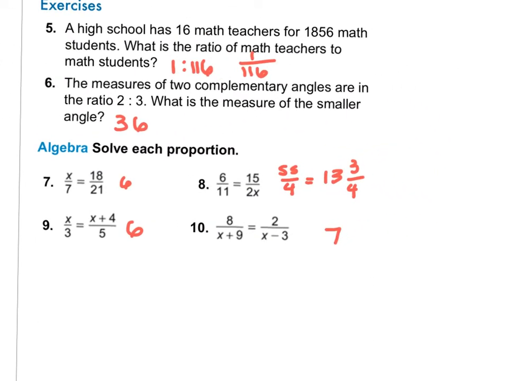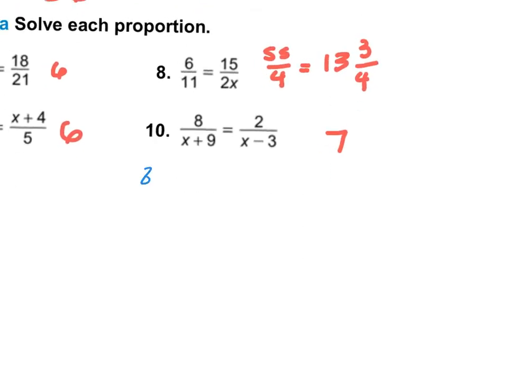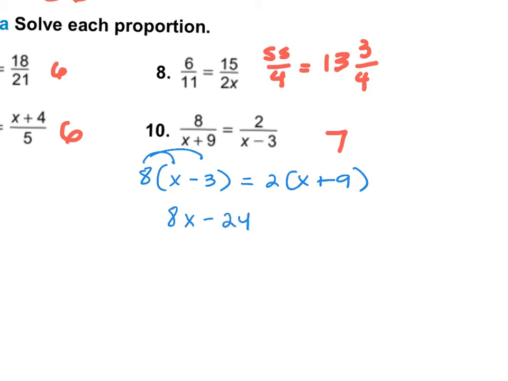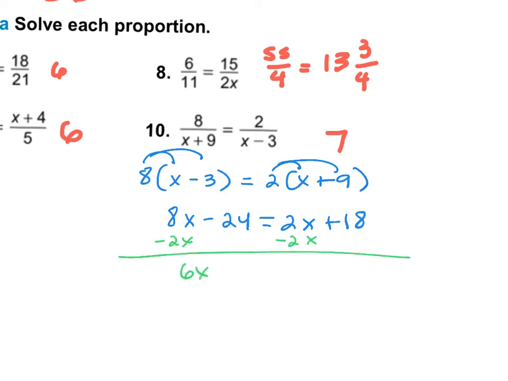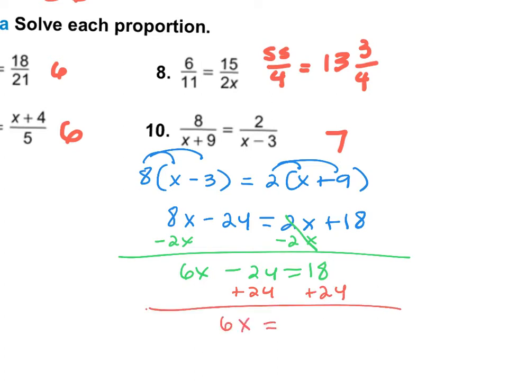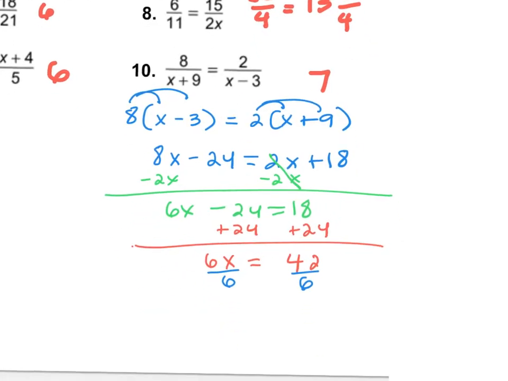Sure. All right, so 10 is our proportion. How do we solve proportions? Cross multiply. So I would get 8 times x minus 3 equals 2 times x plus 9. And then I have to distribute the 8 into both, 8x minus 24, and the 2 into both, 2x plus 18. And then subtract the 2x. This becomes 6x minus 24 equals, cancels 18. Add the 24. 6x equals 42. Divide both sides by 6. And x is 7.